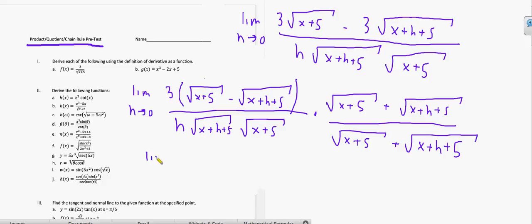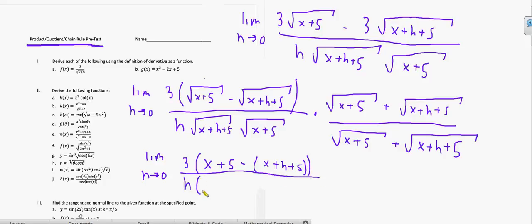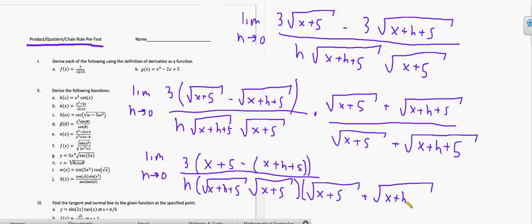So we're going to end up with, just doing this out, the limit as h goes to 0. The 3 does not matter. We're going to multiply the square root guys together. And you know when you multiply conjugates, the square roots are going to cancel. So we're going to get x plus 5 minus x plus h plus 5 over, now this is going to be a lot, but it's okay, the square root of x plus h plus 5 times the square root of x plus 5 times the square root of x plus 5 plus the square root of x plus h plus 5. Okay, so there's a lot going on here.